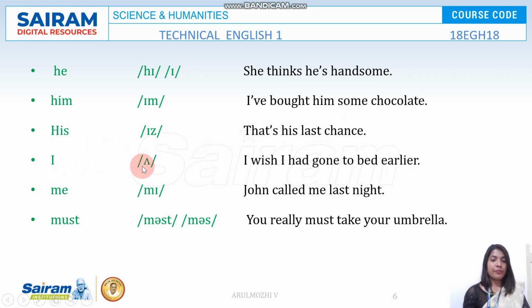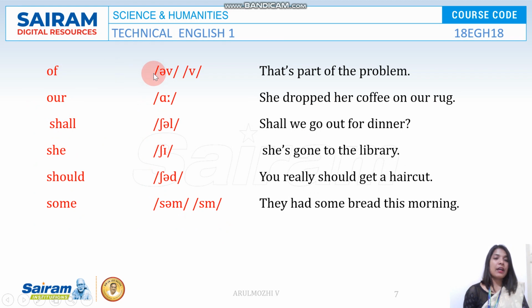Next one. I becomes ə. I wish I had gone to bed earlier. I wish. The first one takes I because whenever we use it in the beginning, most of the times, we tend to pronounce it correctly. But in between, when we talk faster, it becomes ə. Next, me becomes mi. Must becomes məst. Take for example, you must come. You don't say you must come, you must come.